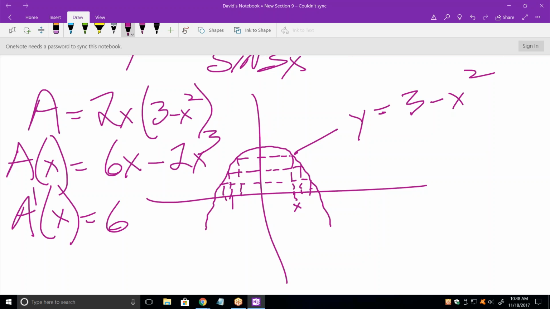You can take the derivative of it. 6 minus 6x squared. Set that equal to 0. Solve for x, and you get x equal plus or minus 1. And so it's at that point right there at 1 where the box is a maximum area.